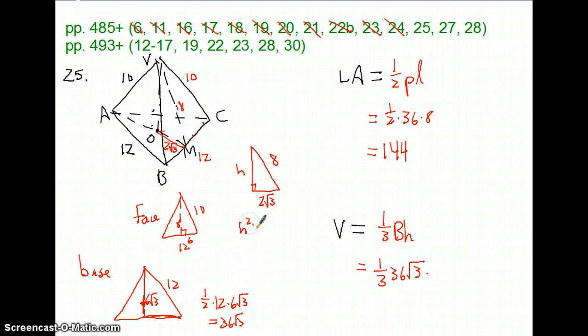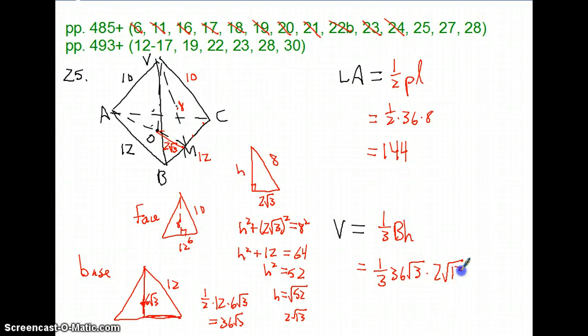So h squared plus 2 square root 3 squared equals 8 squared. That's 64. That's not bad. 2 squared times square root of 3 squared, that's 4 times 3, that's 12. H squared is then 52. I think that comes out kind of nicely. I can pull a 2 out of that. 4 times 13 is, yeah, 2 square root of 13. And yeah, this is 12 times 2 is 24. 3 times 13. Oh, we just had another square root of 39. Interesting. And there's your volume.